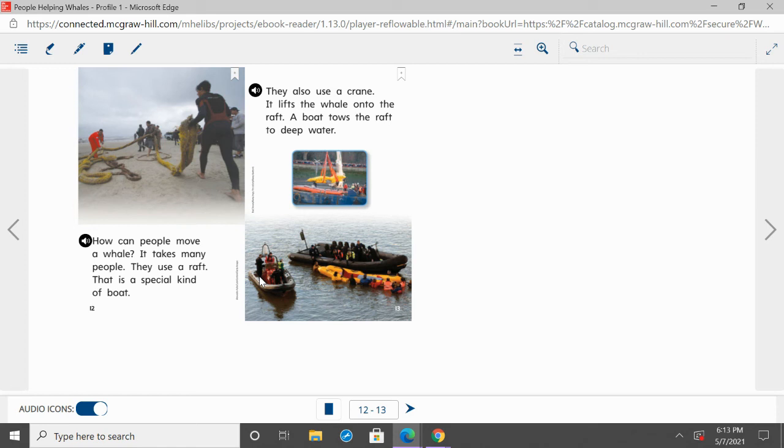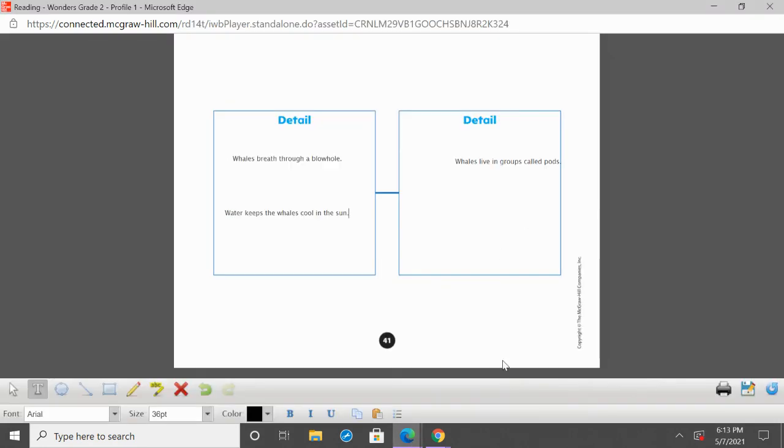So one thing is, a key detail is, how do we get the whales back into the water once they're beached? Whales are heavy. We've learned that in the very beginning of the story. Well, we can see in this picture that they use a raft to take the whale back into the deep water, because they don't want to drop the whale back into the shore in shallow water where there's not a lot of water, because then they might get beached again. So the raft has to take them all the way where it's really deep, so the whale can be back out there. So that's a huge key important detail. So we're going to put that.